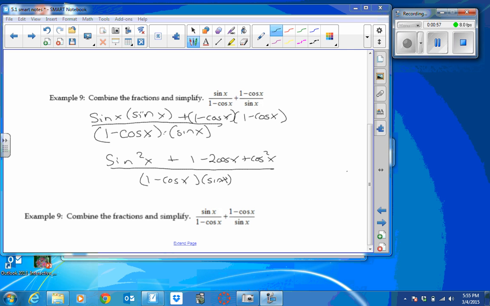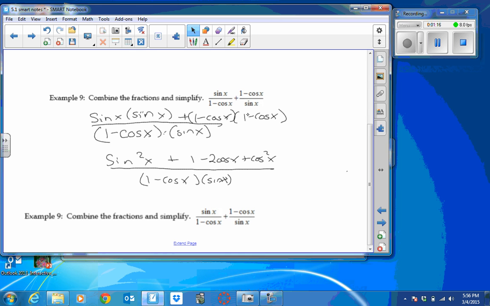The next step is going to be to multiply this out. And I had sine x times sine x, which gave me sine squared x. And this binomial I FOILed through just like I would algebraically. And I got 1 times 1, 1, times negative cosine x times 1, negative 2 cosine x plus cosine squared x, all over 1 minus cosine x sine x. That didn't change.